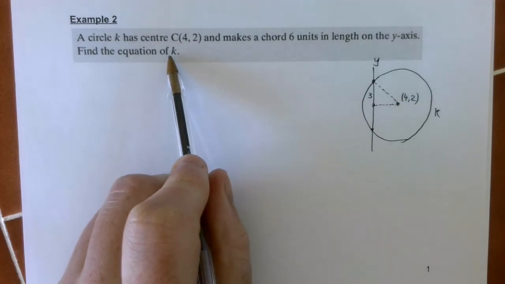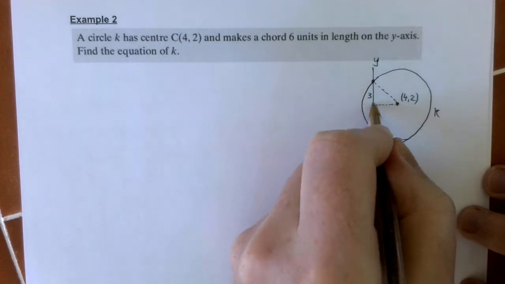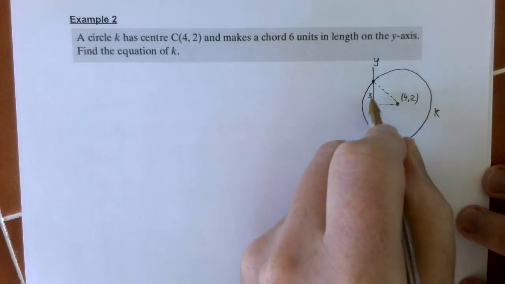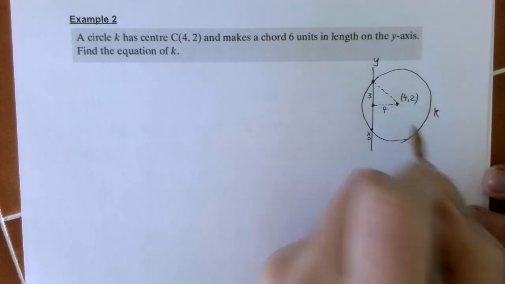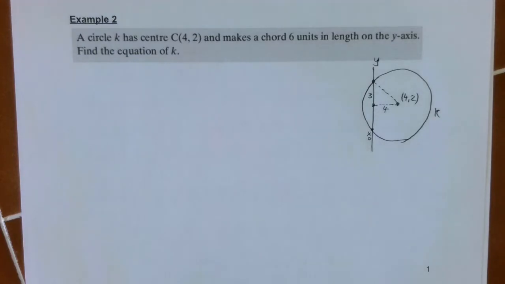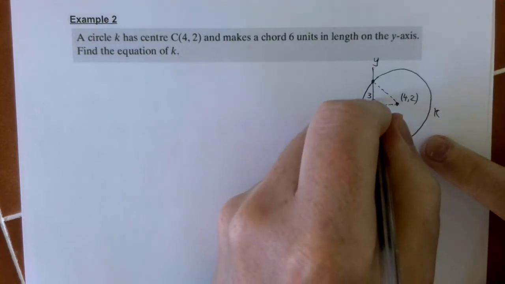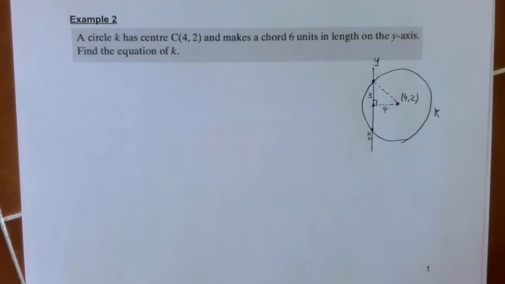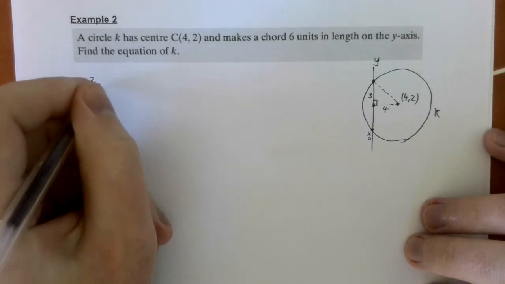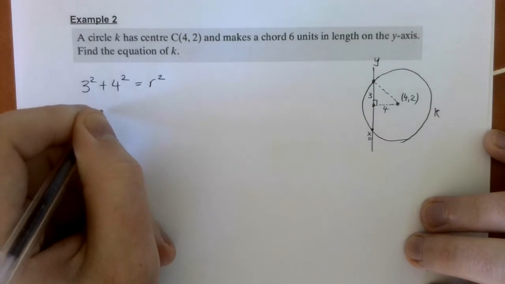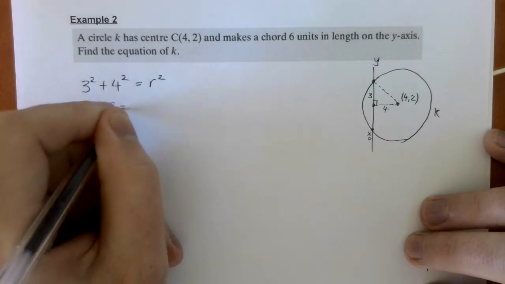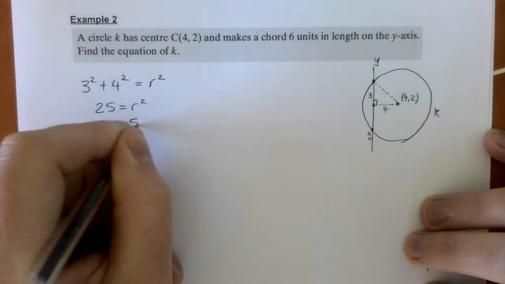Now, again just like we said, it makes a chord. If the chord is 6 length units this way, we know the value of x here is 0. So that means this distance here has to be 4. From that, we're able to find the radius of the circle. To find the radius, we're going to use Pythagoras, because we know a chord makes a 90-degree angle. So 3 squared plus 4 squared is equal to the radius squared. That is 25, which is equal to r squared. So the radius has to be equal to 5.